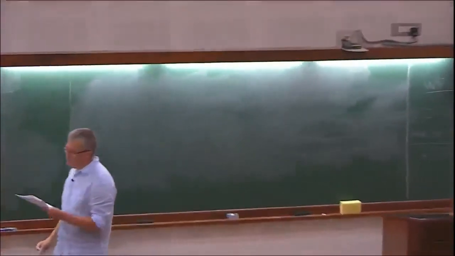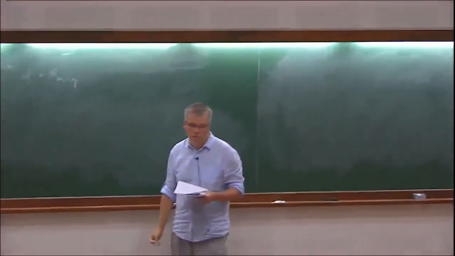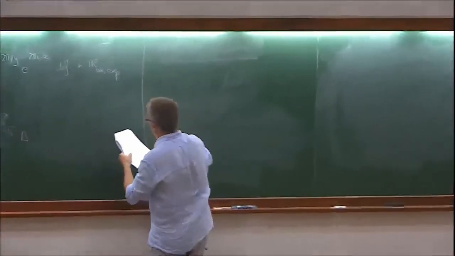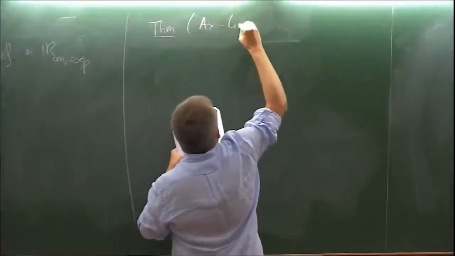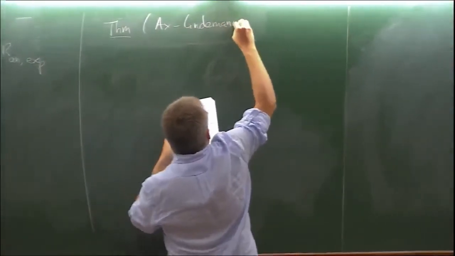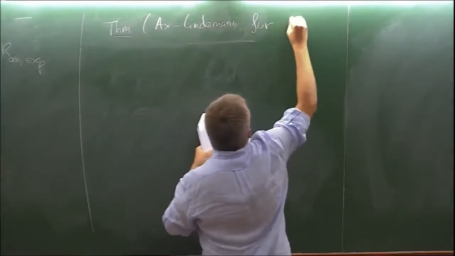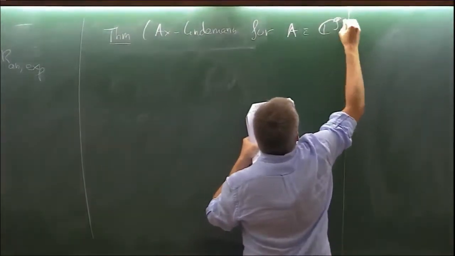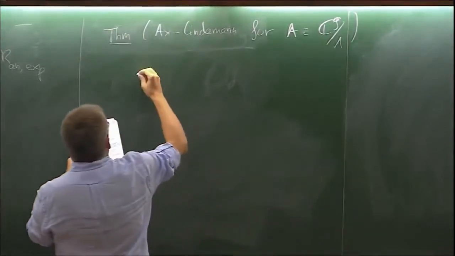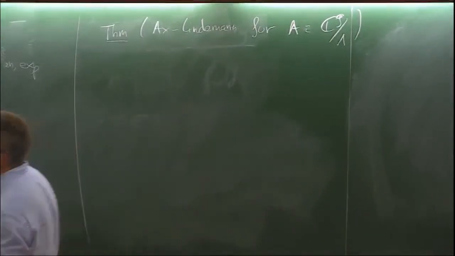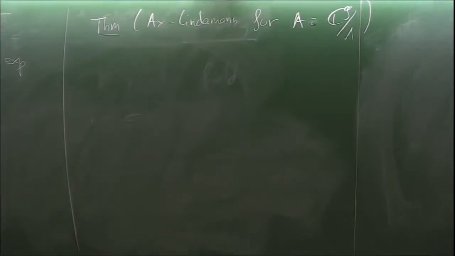So let me prove the Ax-Lindemann property for abelian varieties. Theorem, Ax-Lindemann for A, which is C^g over some lattice, so for an abelian variety. There is another way of stating the Ax-Lindemann theorem. Ax-Lindemann tells you that if you start from something algebraic upstairs and you project it and take the Zariski closure, then it is bialgebraic.